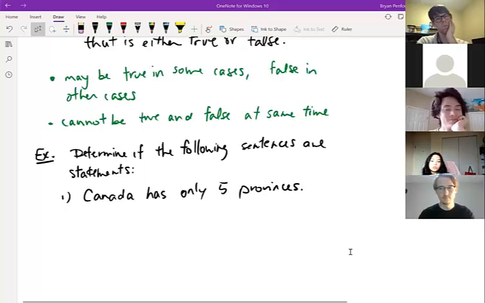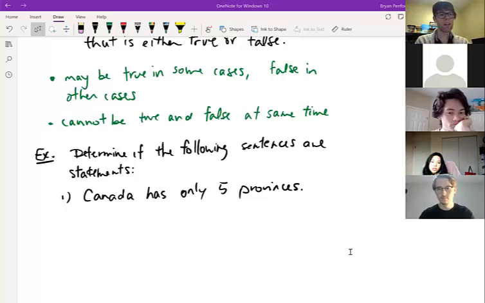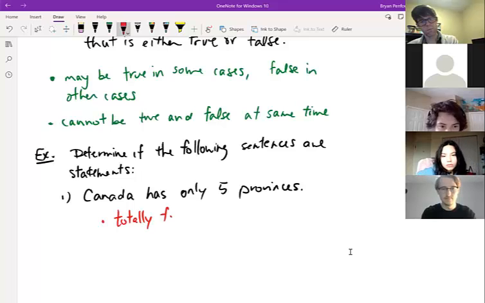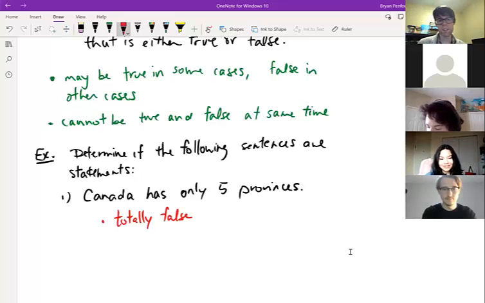So the first sentence we'll take a look at is Canada has only 5 provinces. Now, it's been a hot minute since I've done any geography, but I have a pretty good feeling about this particular sentence. Do you believe it to be truthful or falseful? Totally false. How many provinces do we actually have? 10? 12?